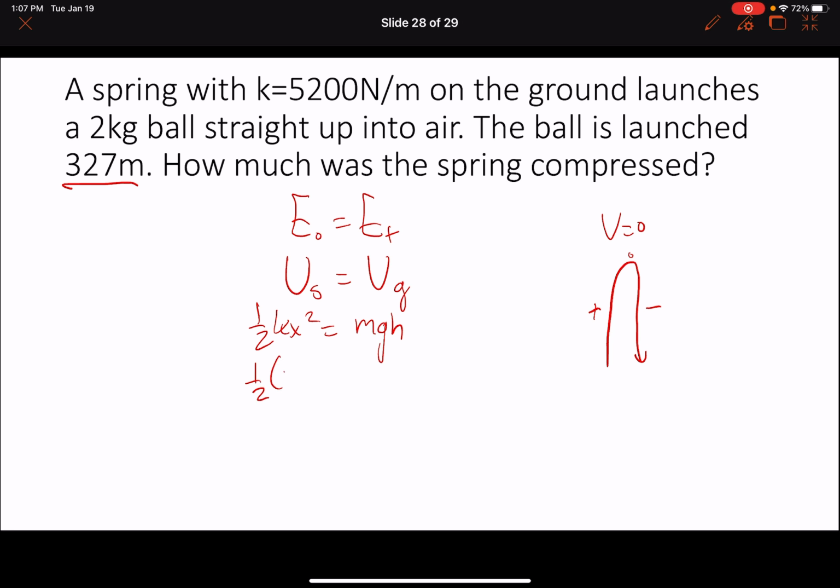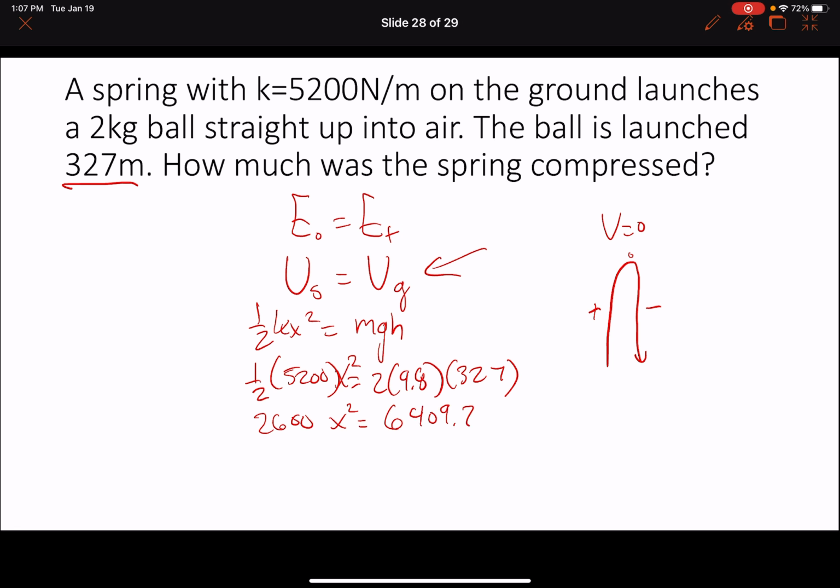And all we have to do is, again, plug in our numbers here. Once we do this, the physics is over. After that, it's just math. You plug in your equations, and then you plug in your numbers. This should be an x squared, my bad. Just plug in your numbers and solve. So 1/2 of that is 26 x squared. And then 2 times 9.8 times 327. We get a big number. And then we divide that, and we get x squared is equal to 2.465. Then we take the square root to get our x, and we get x is equal to 1.57 meters.